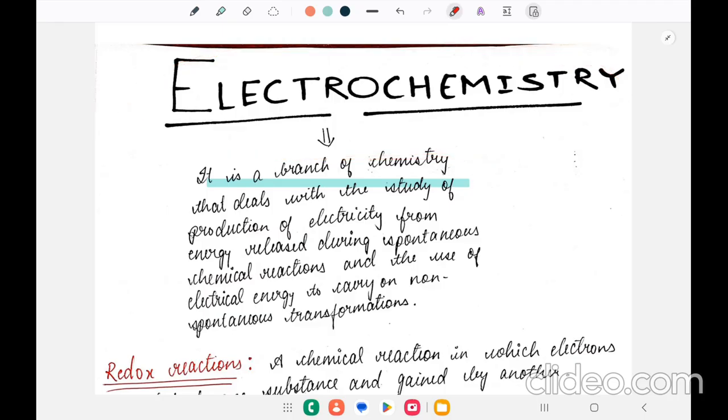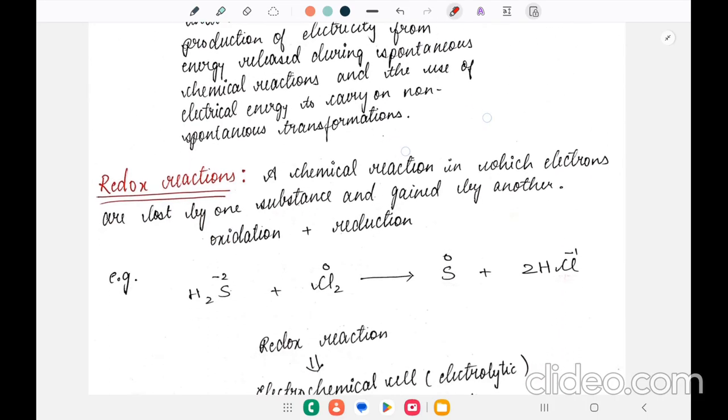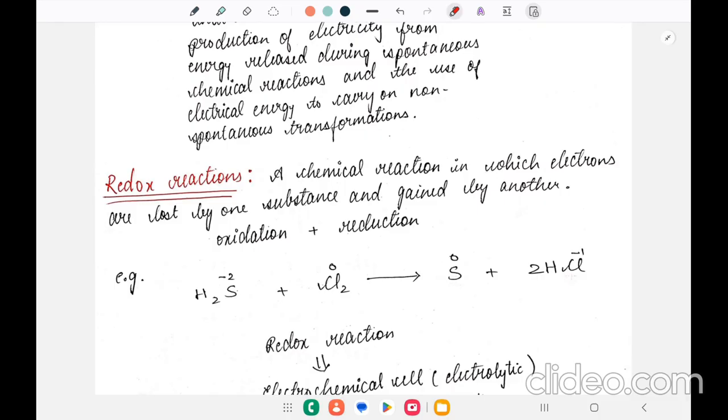So first, let us try to understand what are redox reactions. Redox reactions are those reactions where we see both the loss of electrons and the gain of electrons. Losing of electrons is called oxidation, gain of electrons is called reduction. So redox reactions involve both oxidation and reduction, and these two reactions are complementary and occur side by side.